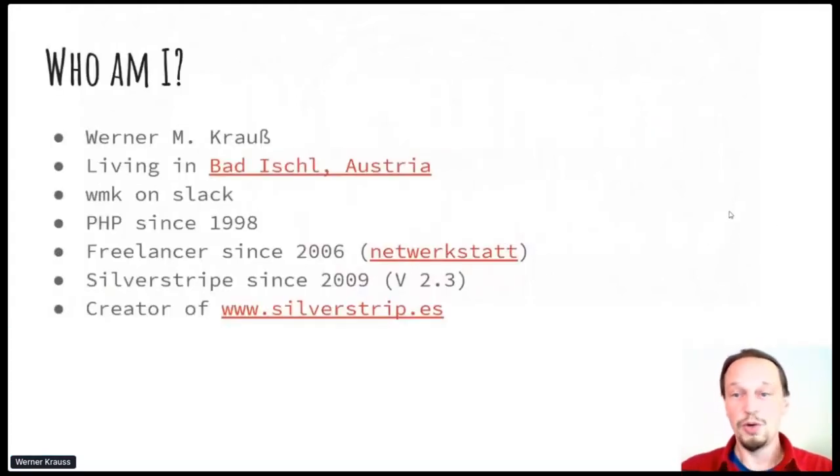So who am I? I am Werner Krauss, originally from my home country, Lower Bavaria. And now I'm living in Austria in Bad Ischl. That's the town without the G. So it's not Ischl, which became very famous this March. It's Bad Ischl. It became famous 100 years ago due to another reason, but I don't want to go too deep into that.